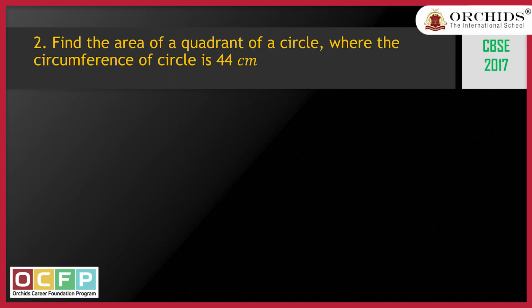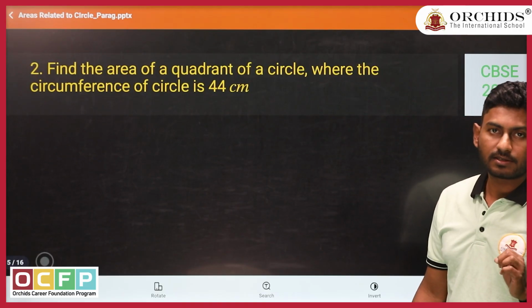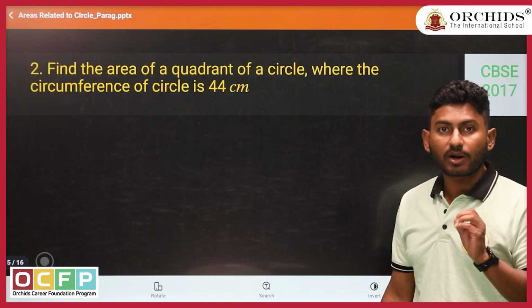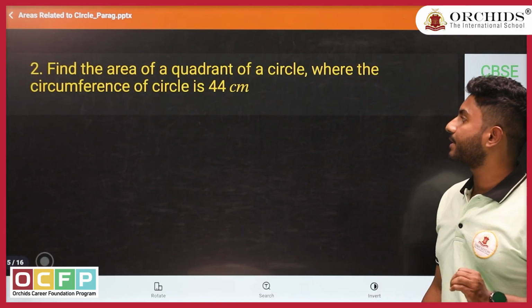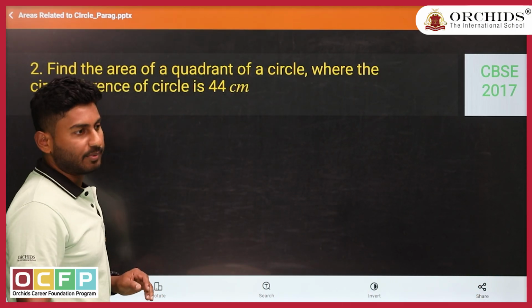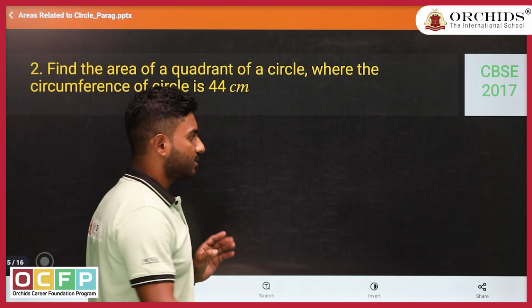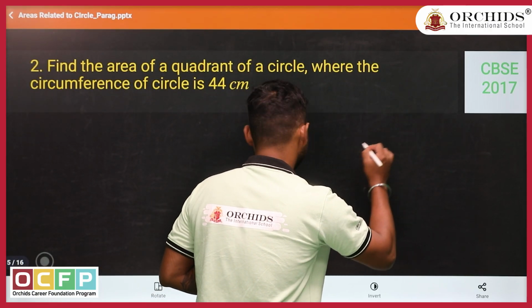Question number 2 is from CBSE 2017. The question says, find the area of a quadrant of a circle where the circumference of the circle is 44 centimeter. First you have to understand what a quadrant of a circle is. Anyhow, you have to draw a diagram for all the questions. It will be beneficial for you as well.